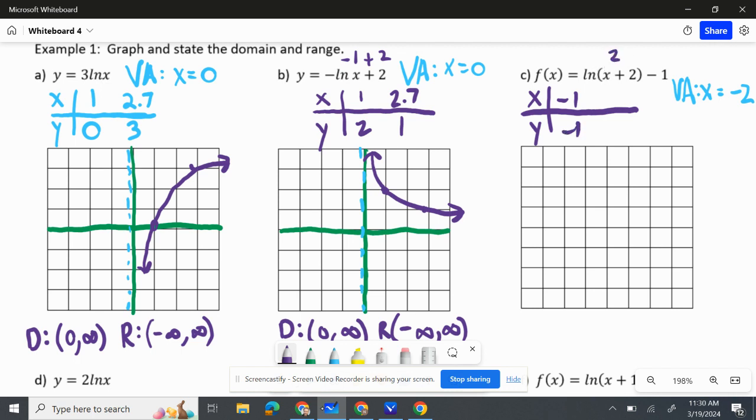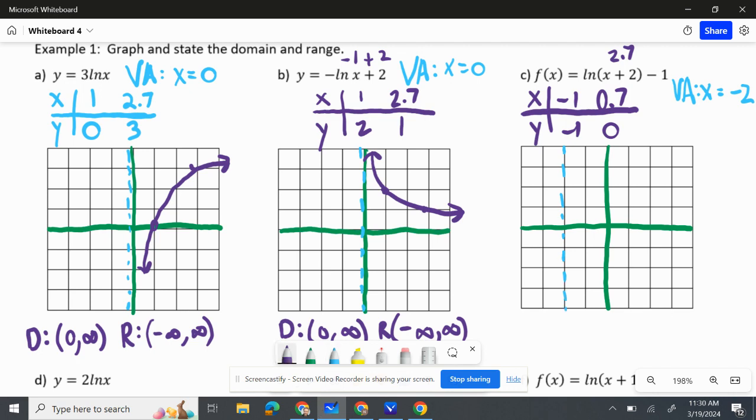The other number that we want is 2.7 because that's e, or technically the estimate of e. In order to get a 2.7, what we need is a 0.7. So we're going to plug in a 0.7. Plus 2 is 2.7. Natural log of 2.7 is 1. 1 minus 1 is 0. So we have our vertical asymptote at negative 2.